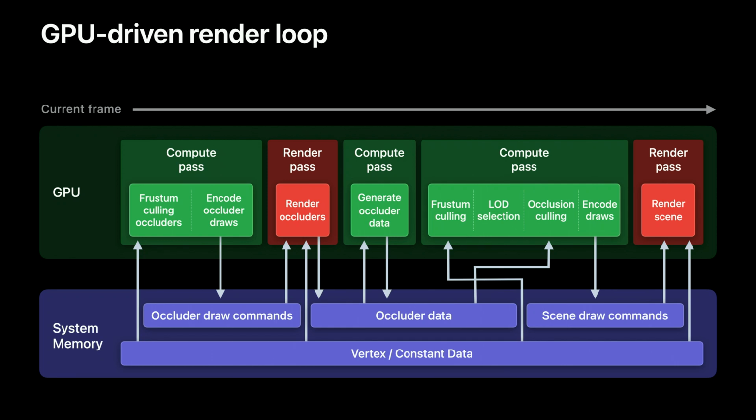In this example, we can see a GPU-driven render loop. This is how the GPU will manage the render loop. It will first traverse the scene to render occluders, then traverse the scene again to perform culling and the LOD selection, and then render the scene one final time. This requires no synchronization between the CPU and the GPU.